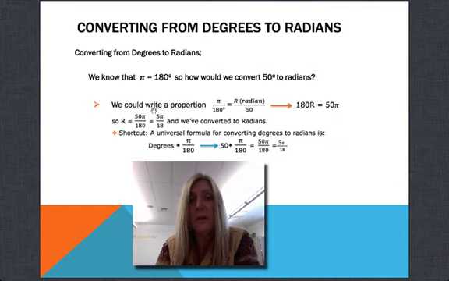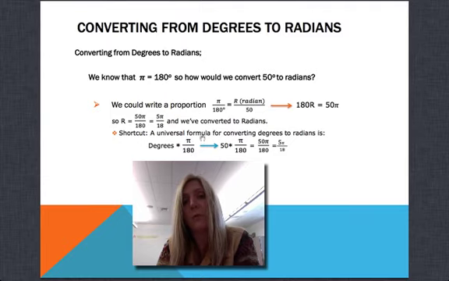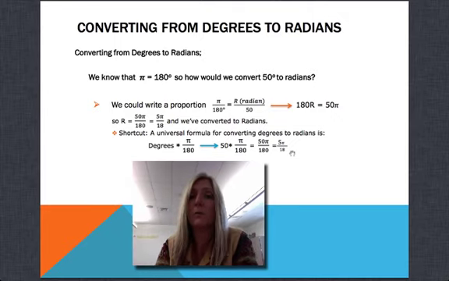A shortcut to that, a universal formula that we all use, is just taking the degree times pi over 180. It skips the step of having to write out the full proportion. So here, 50 times pi over 180, same answer, 50 pi over 180 equals 5 pi over 18. It's that simple, converting from degrees to radians. Our next step after this will be going backwards, converting from radians to degrees, and we'll start working on that with our next lesson.